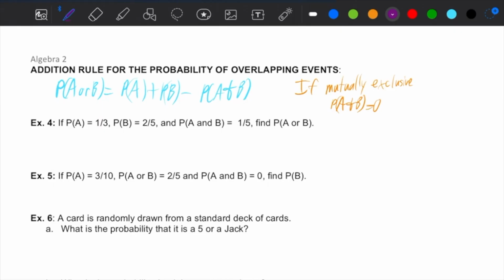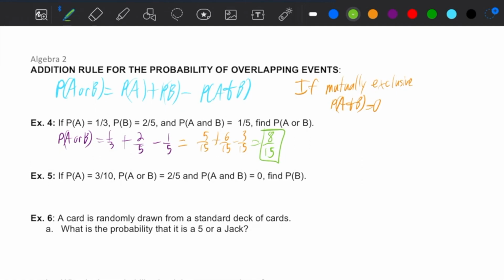So we're going to follow this pattern. Probability of A or B is going to equal 1/3, the probability of A, plus 2/5, the probability of B, minus 1/5, the probability that they happen at the same time. So here we're going to want to get common denominators. Our common denominator is going to be 15. So we're going to have 5/15 plus 6/15 minus 3/15. And that's going to land us with 8 over 15, which does not reduce.